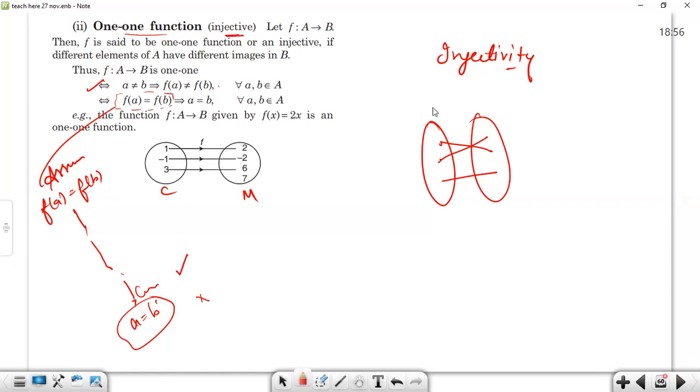Please read the definition here, specifically this. Clear? Yes, sir.